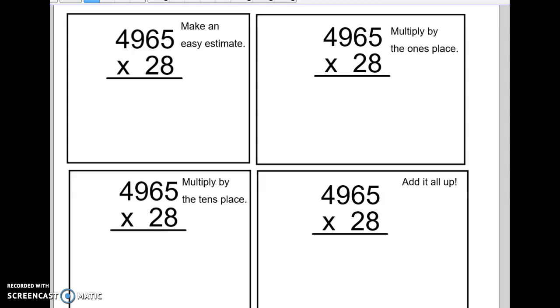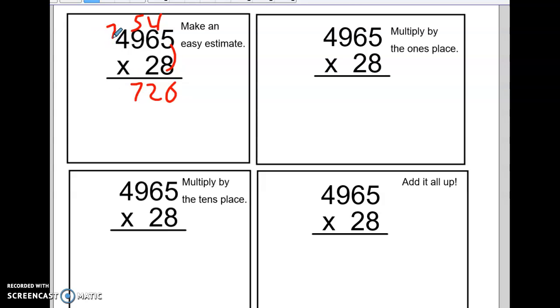Okay. We're going to start by multiplying 8 times 5. Okay. And 8 times 5 is 40. Drop the 0, carry the 4. 6 times 8 is 48 plus 4. 48 plus 4, that's 52. Carry the 5. 8 times 9 is 72 plus 5. 72 plus 5, that's 77.